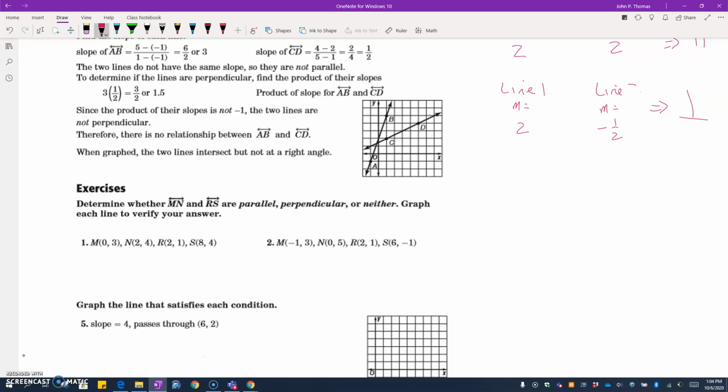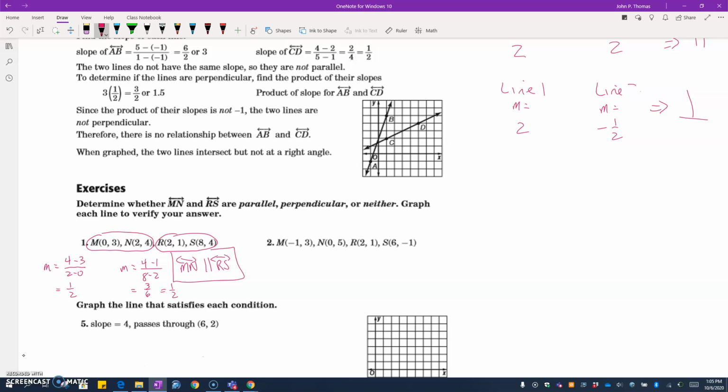This one starts with MN, which is these first 2 points, so I'm going to start by finding a slope there. M equals 4 minus 3 over 2 minus 0, which is going to equal 1/2. Then RS, so these two. M equals 4 minus 1 over 8 minus 2, which is 3 over 6, which is 1/2. The two slopes are the same, so we can say MN is parallel to RS.